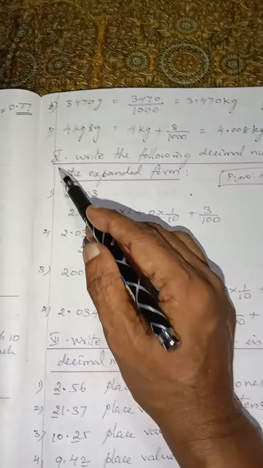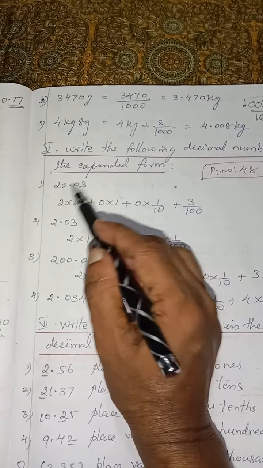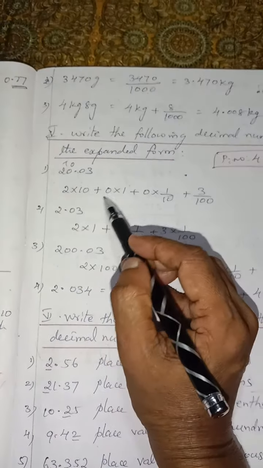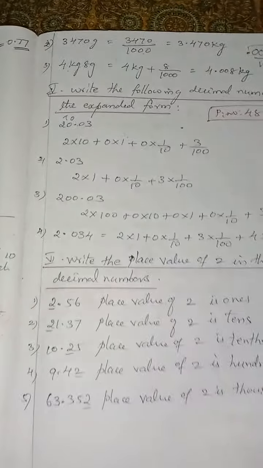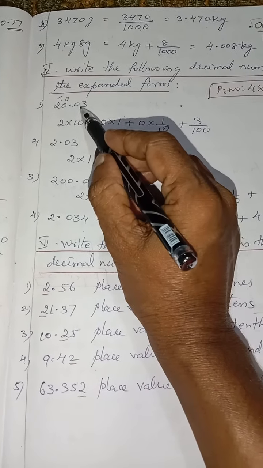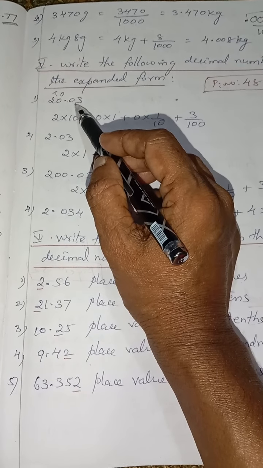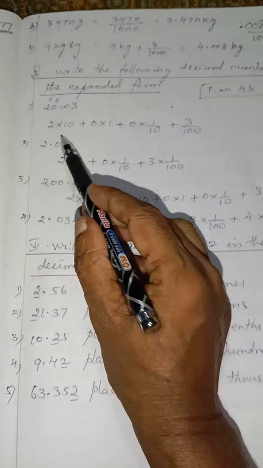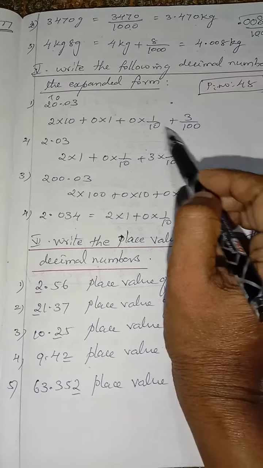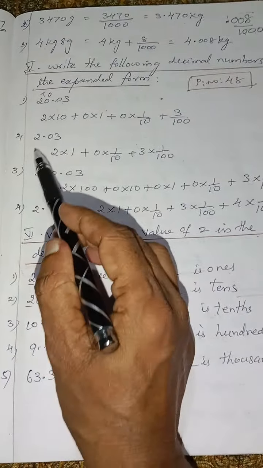Okay. Next, fifth Roman number: write the decimal numbers in expanded form. They are given in decimals, so we will write them in expanded form. We know that before the decimal it is ones and tens. So 20.03: 2 into 10 plus 0 plus, after the decimal the first digit is by 10, the second digit is by 100. There is no need of writing by 10 because it is already 0, no? So we can write 2 into 10 plus 0 into 1 plus 0 into 1 by 10 if you want, plus 3 is the second digit, so 3 by 100.